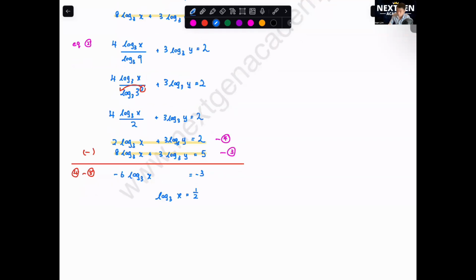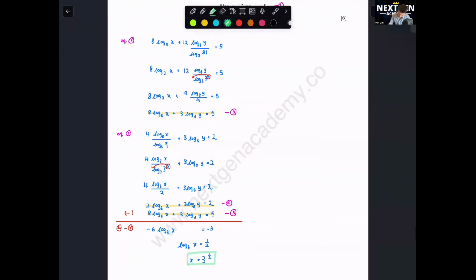What I will do is x equals 3 to the power of 1 over 2. I change log form to index form. 3 to the power of 1 over 2, this will be your answer.